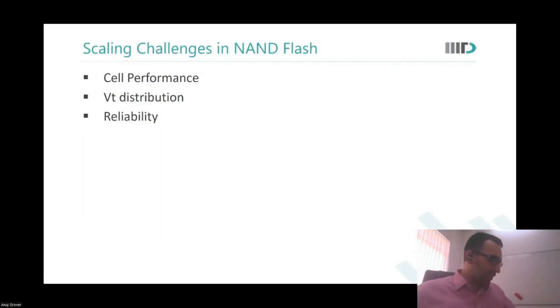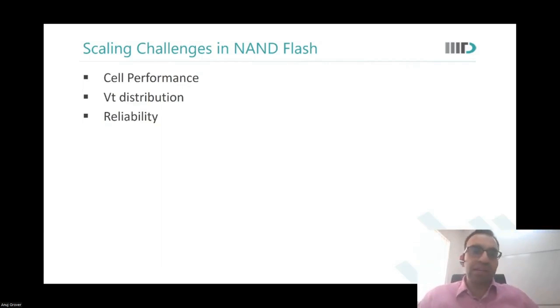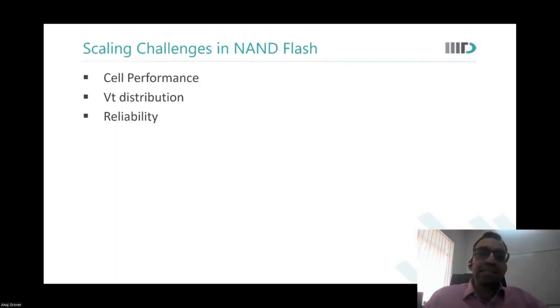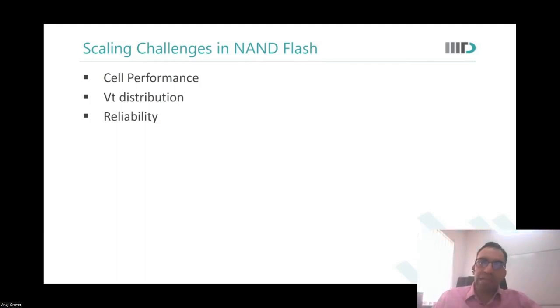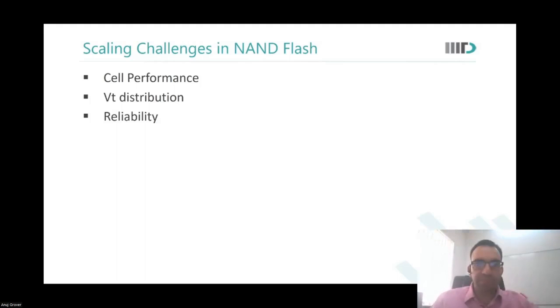So what are the scaling challenges linked to NAND flash? I'm writing something, you should actually ask for details from Kalyan in the next class. First is performance. As you scale down, the currents would reduce. Second is VT distribution. As you scale down, because the floating gate is now smaller, mismatches will happen more prominently, and there will be a challenge of VT distribution over there.